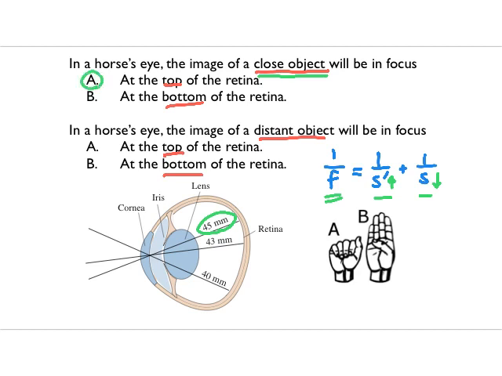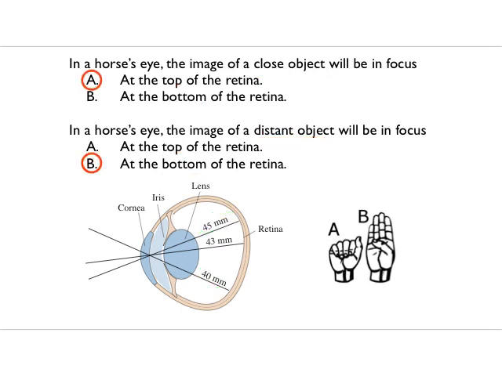Conversely, if I have a large distance, I'm going to have a small value of s prime. Small value of s prime corresponds to this number right here. That's at the bottom of the retina. And those are our answers.